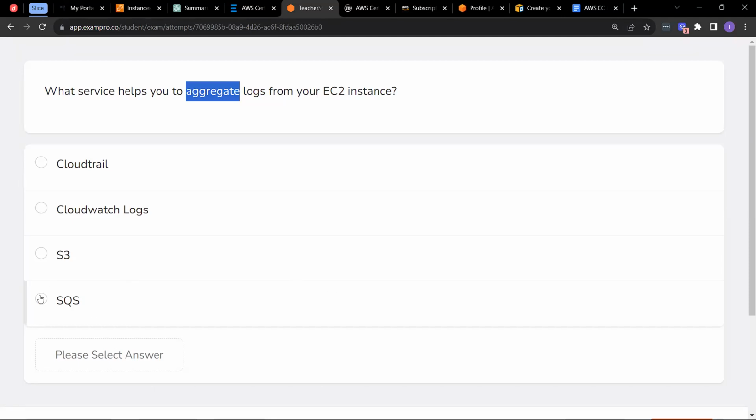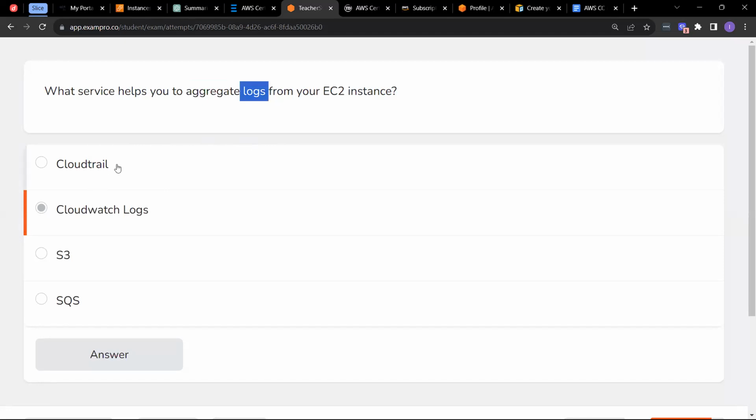So S3 and SQS are out. Here there's a correct answer and there's a distractor. The correct answer is CloudWatch logs, right? CloudWatch monitors your EC2 instance and checks for things that are not right, so at the end you are able to get all those reports and the analytics. The word logs here was just to distract you into thinking it's CloudTrail. Actually, CloudWatch logs even the CloudTrail logs. Exactly, those logs.